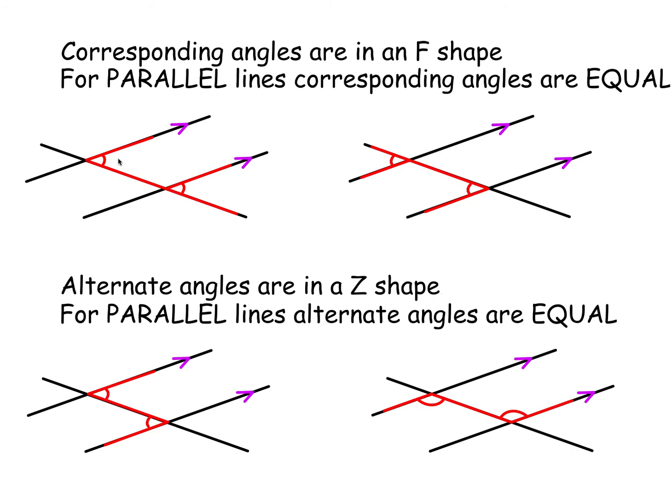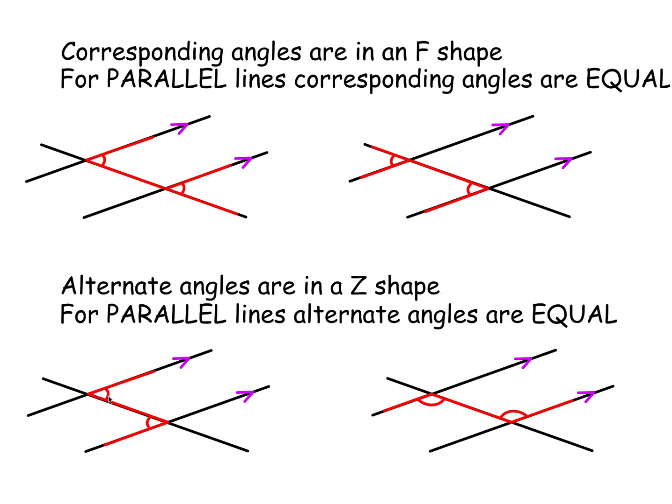There are four possible F shapes you can draw. I've drawn two of them just to illustrate. So you've got an F shape here, and an upside down and back to front F shape here. Another two are possible. Angles in a Z shape are alternate.